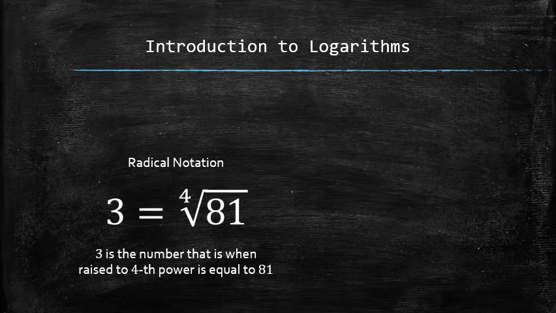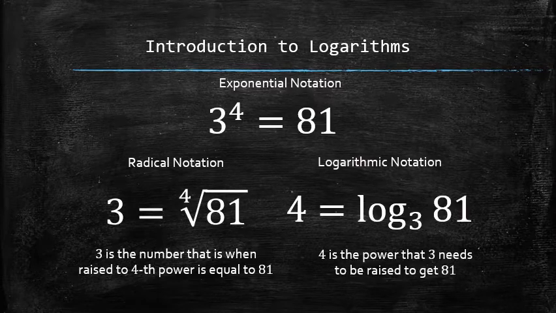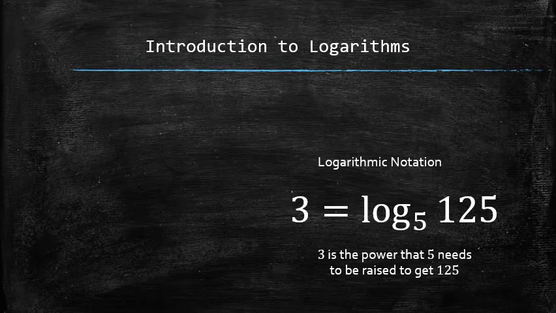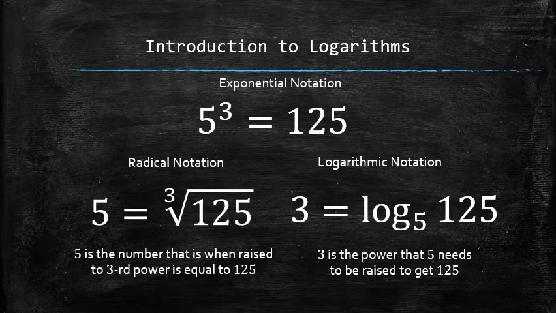Similarly, if we know that the fourth root of 81 is 3, we automatically know that 3 raised to the fourth power is 81, and the logarithm of 81 with base 3 is 4. Finally, if we know that the logarithm of 125 with base 5 is 3, then we automatically know that 5 raised to the third power is 125, and the cube root of 125 is 5.